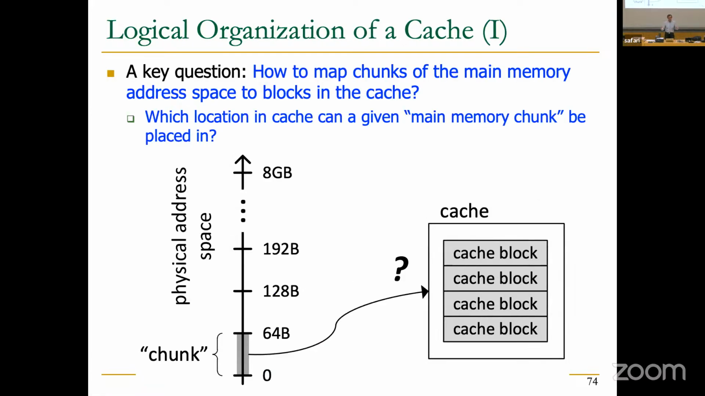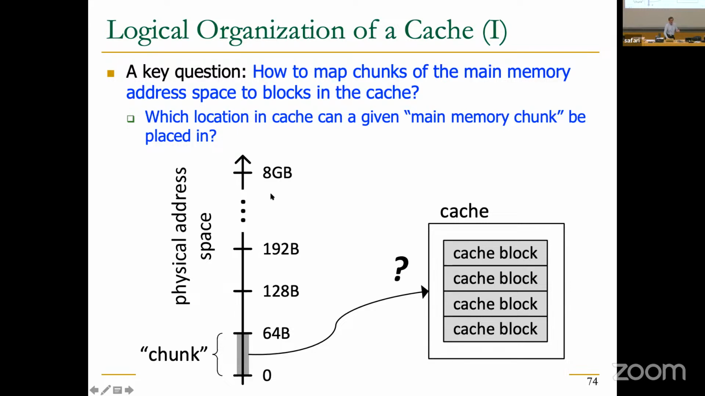We're going to talk about the logical organization of a cache. And one key question in this logical organization is, how do you map the chunks of the main memory address space to blocks in the cache? So if you think about main memory has a physical address space. And essentially what we do is we divide it into chunks of cache blocks. And then the question is, you have a number of chunks.